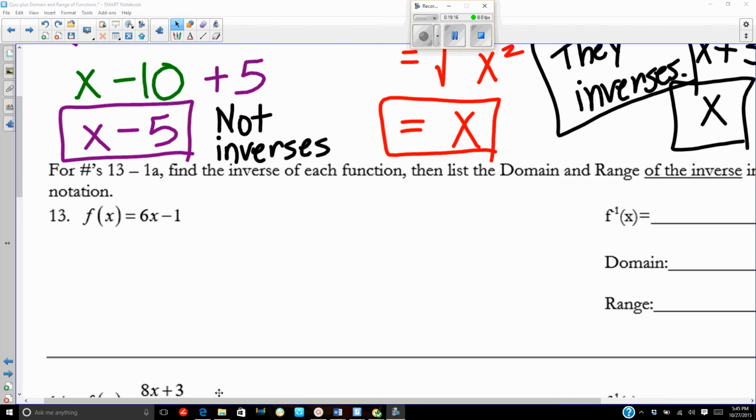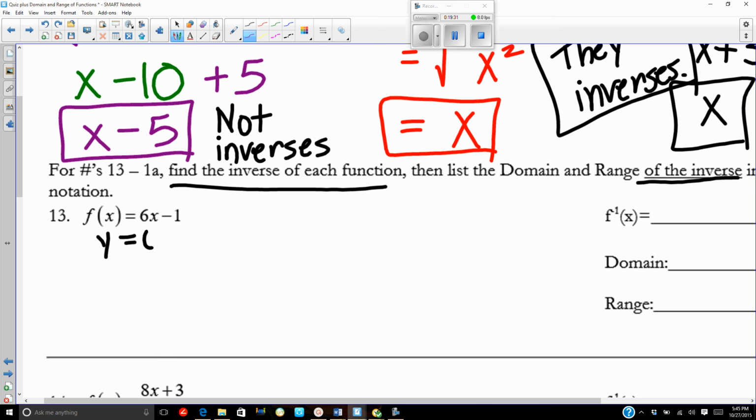All right, so for the next few problems, for number 13, it wants you to find the inverse of each function. So that's the first thing you need to do. And then list the domain and range of just the inverse. So find the inverse first. So that involves switching the x and the y.